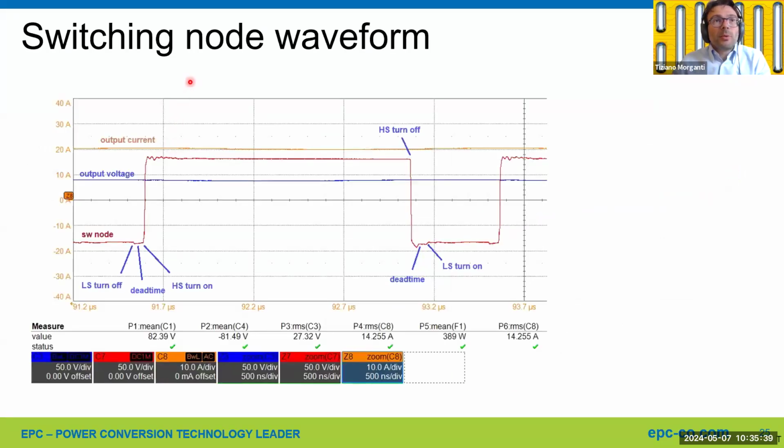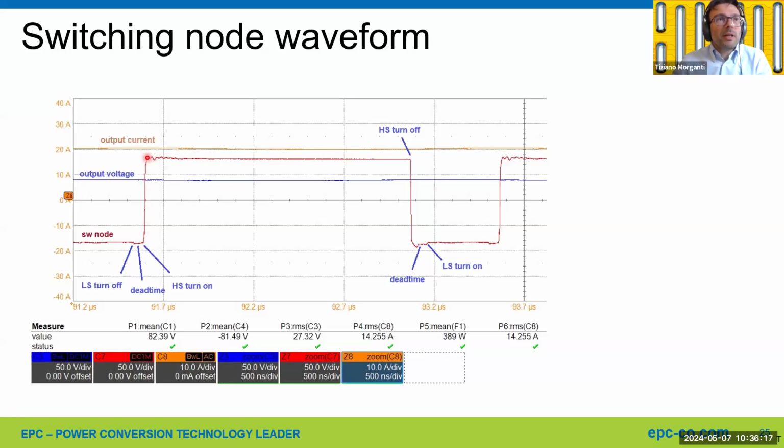Example of the switching node waveform. This is the amplifier with 20 amps output current on a 2 ohm load. So it's about 40 volts. This is 50 volts per division. So this is about 40 volts output at 20 amps. Power supply was plus minus 82. So you can see the low side FET is turning on. You can see here some freewheeling during the dead time. Then we have the high side turn on in hard switching.